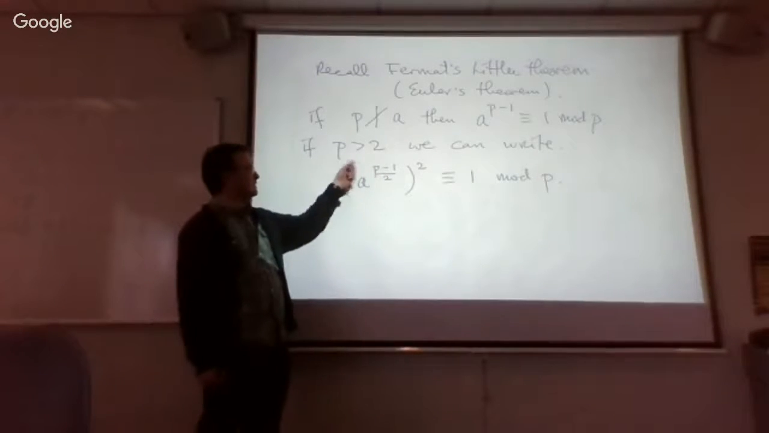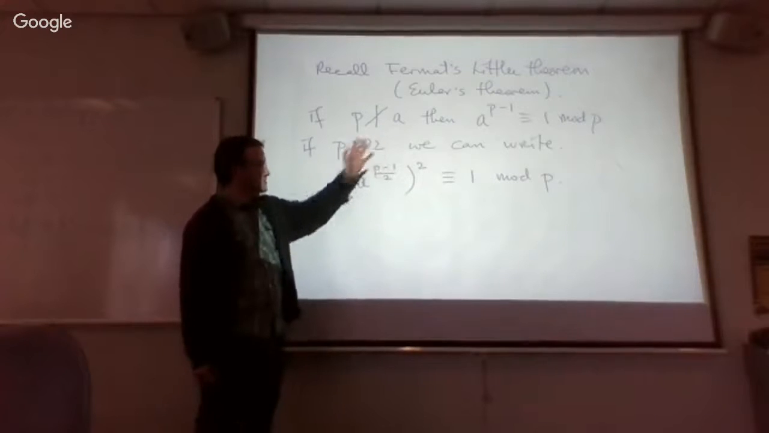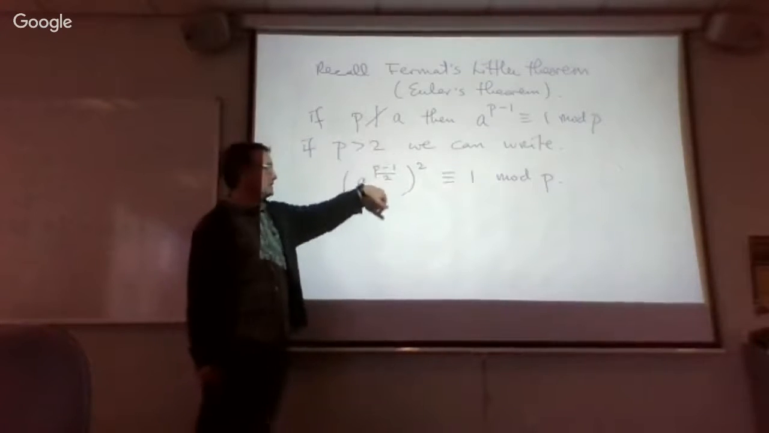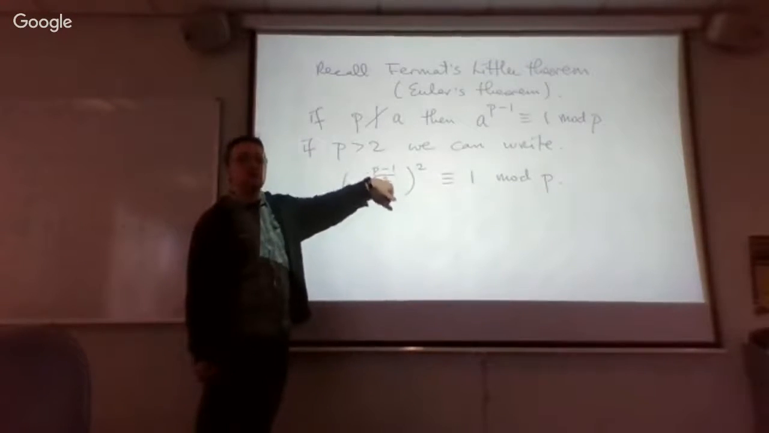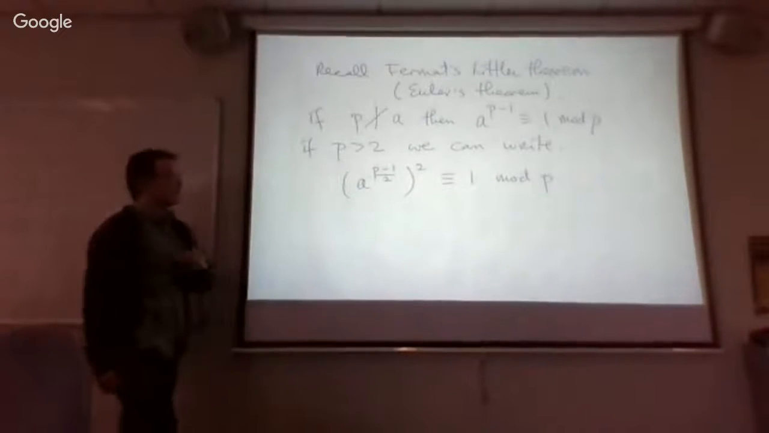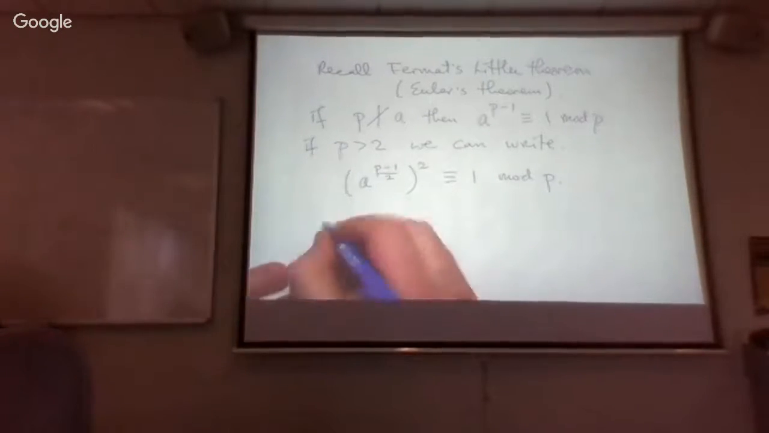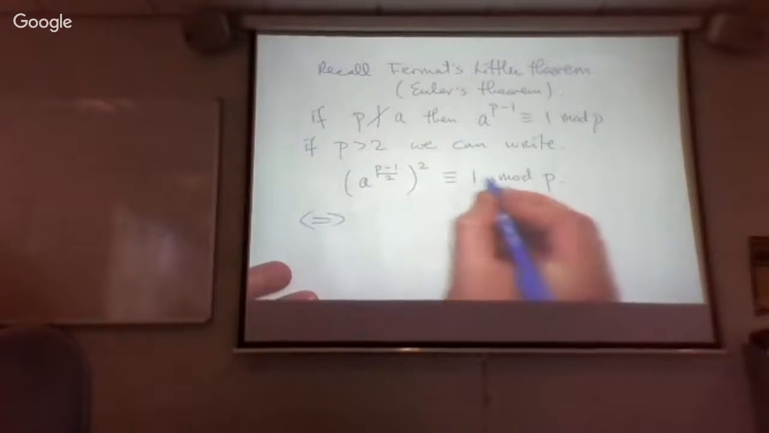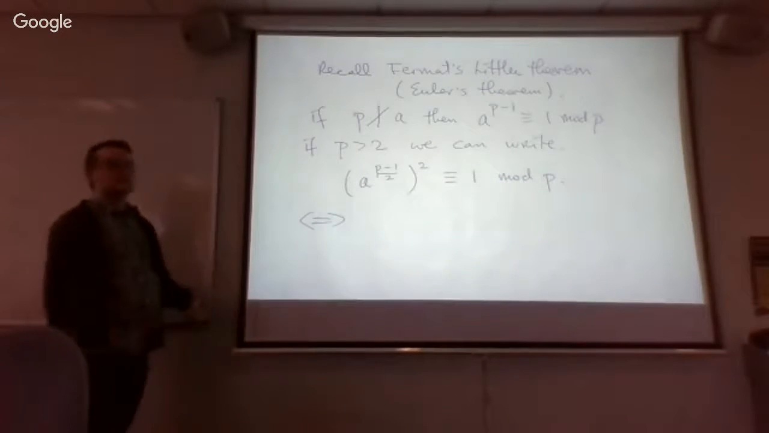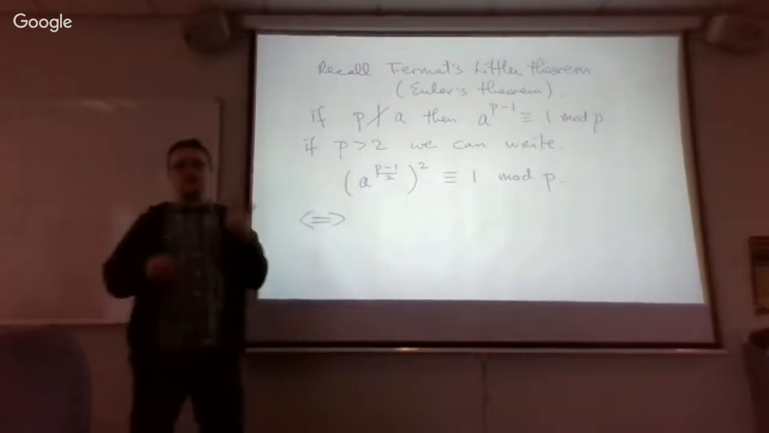Since p is a prime number greater than 2, p minus 1 is even, so it's okay to write p minus 1 over 2 as the exponent there. That is just an integer exponent. Well, that's the same as asking: what are the square roots of 1?